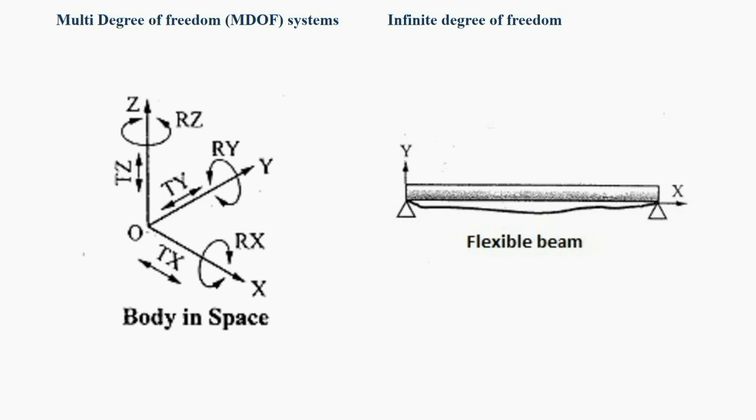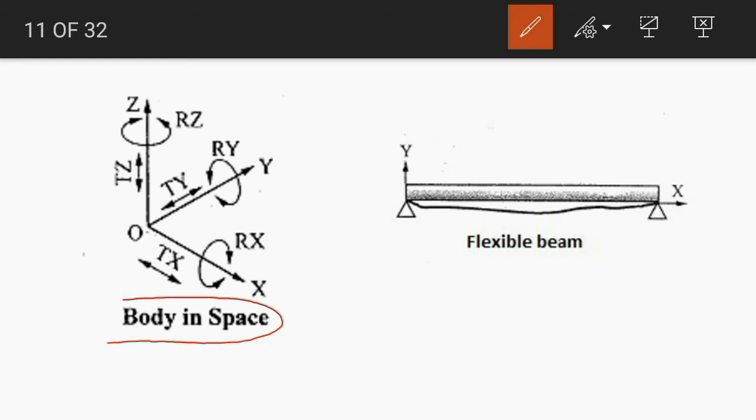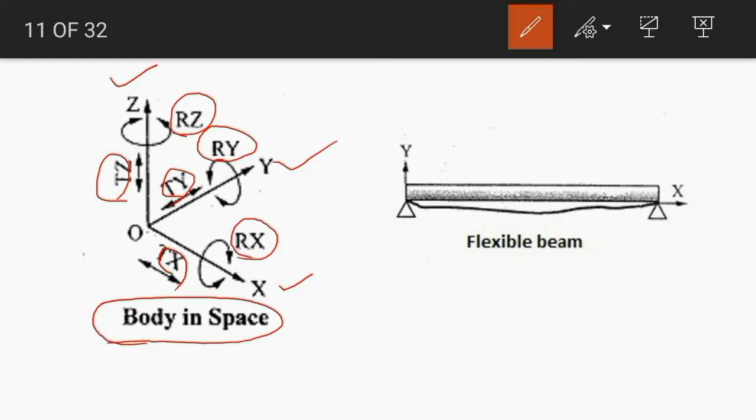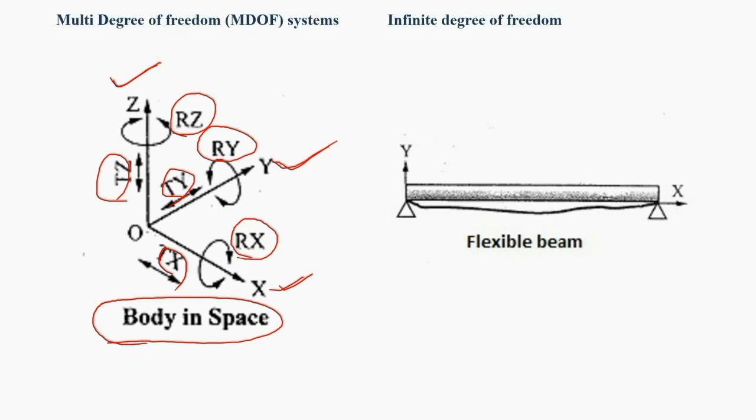Now, multi-degree of freedom systems. A body in space could have a maximum of 6 degrees of freedom. A body in space could have 3 translatory motions, tx, ty and tz, along all 3 mutually perpendicular axes x, y and z, and it could have rotational motion, or we can say angular motion, rx, ry and rz, about the same 3 mutually perpendicular axes x, y and z. So these are the 6 possible kinds of motion of a body in space. So we can say that a body in space without any constraint has multiple degrees of freedom.